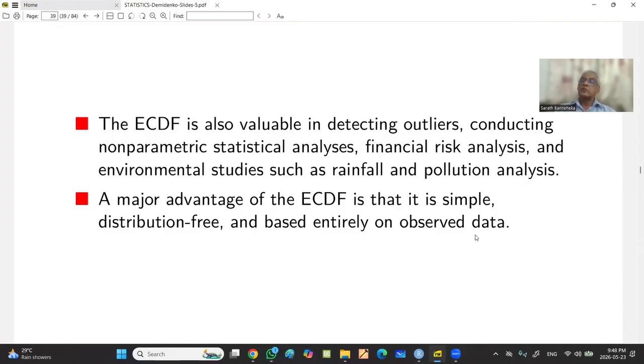And therefore, this empirical cumulative distribution function can be considered a very useful distribution-free estimator. That is a non-parametric estimator. Distribution-free means we don't have to assume a particular distribution for the data to calculate the empirical cumulative distribution function. So that is a very big advantage, a major advantage of the empirical cumulative distribution function. It's a very simple thing to calculate. It's a non-parametric estimate of the theoretical CDF.